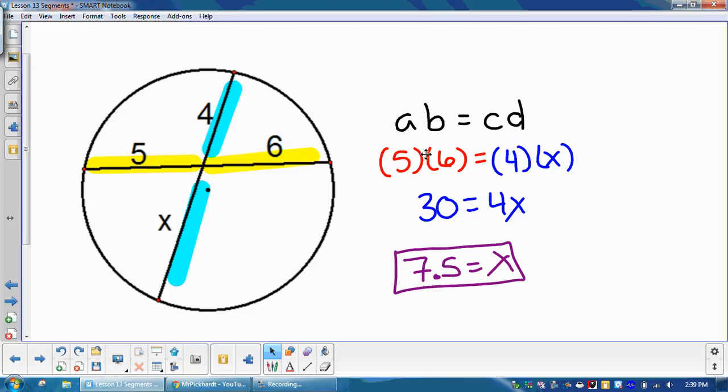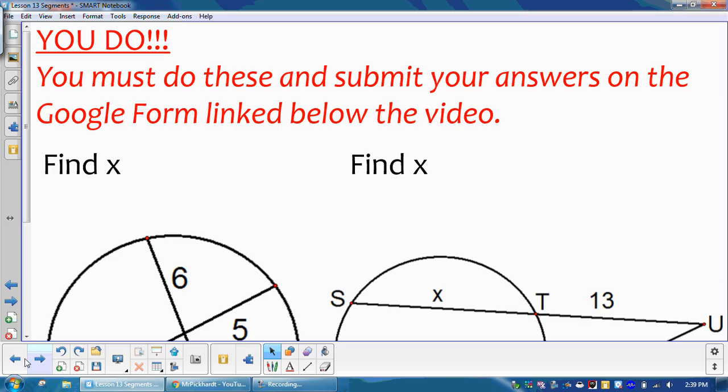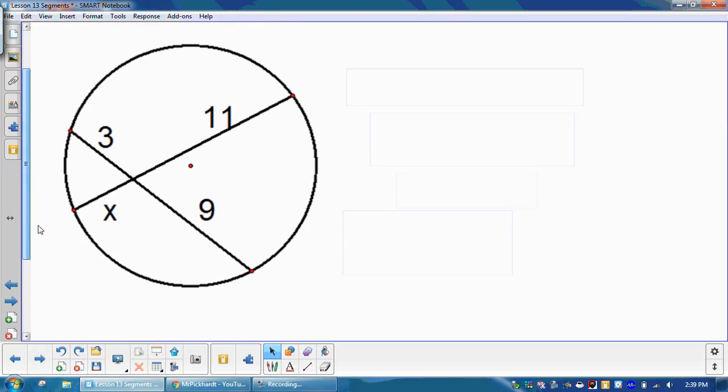So just make sure that you're multiplying the numbers together that come from the same chord. So try this one. Find x.